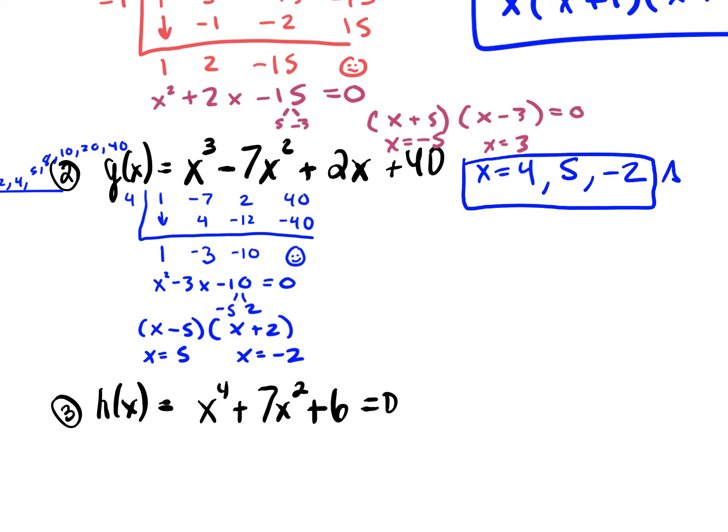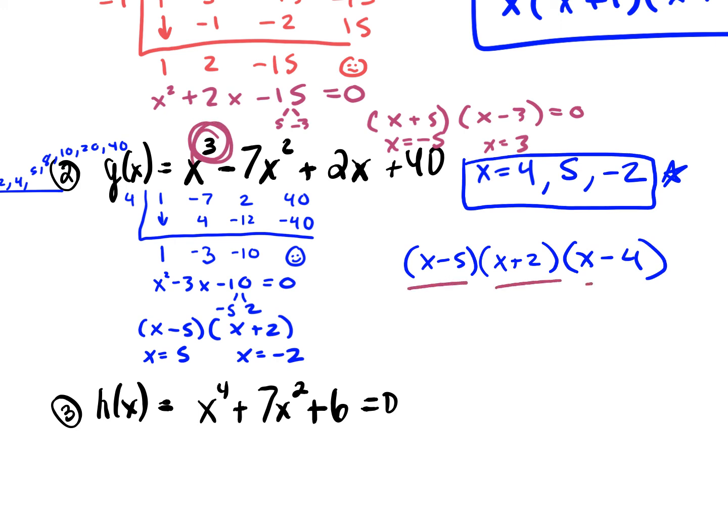So these are the zeros, and then my linear factors would be x minus 5, x plus 2, and what else? x minus 4. I can always double check. I know I'm going to get 3 zeros as my answer, so I have 1, 2, 3. So I know I found them all.